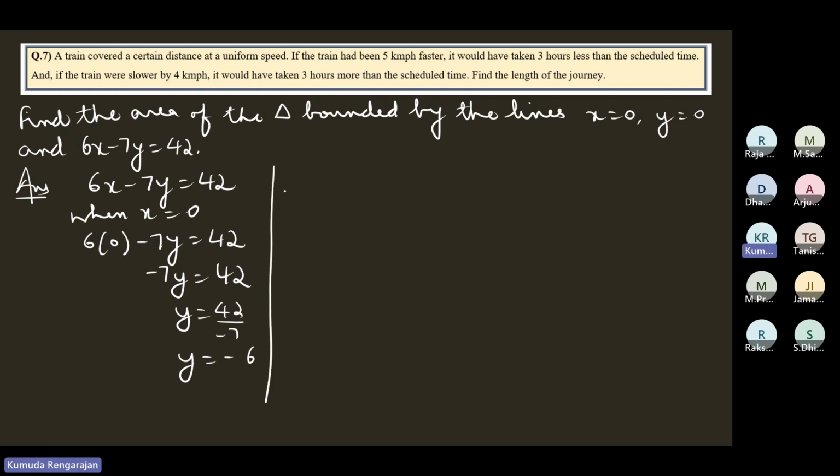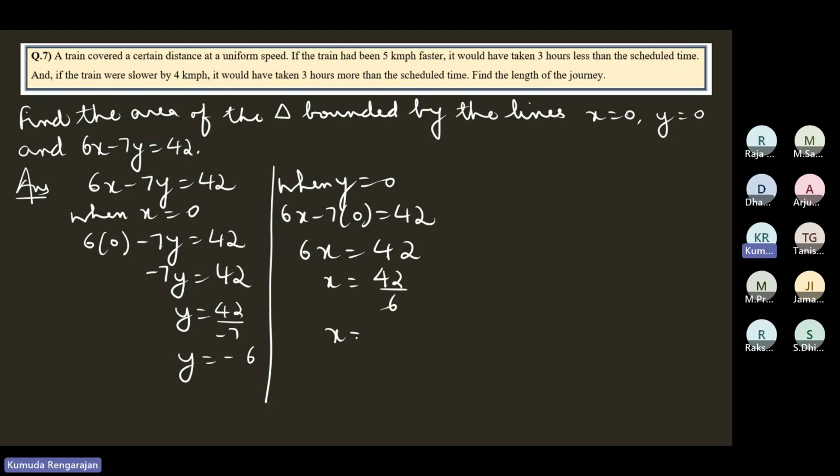Similarly, when y is equal to 0, 6x minus 7 into 0 is equal to 42. So 6x is equal to 42 because 7 into 0 is 0. X is equal to 42 by 6. X is equal to 7. Now, here we have when x is 0, y is minus 6. And here when x is 7, y is 0.